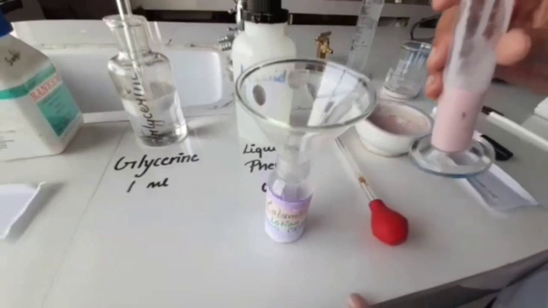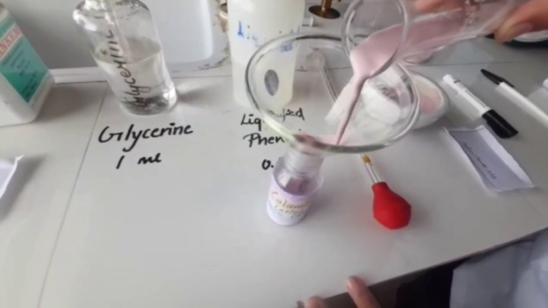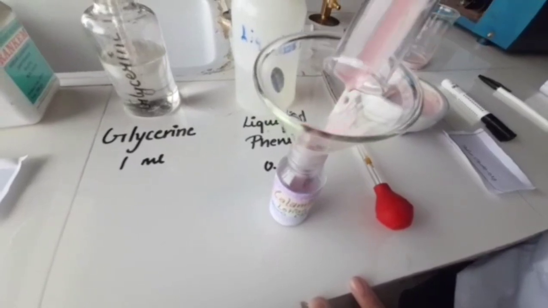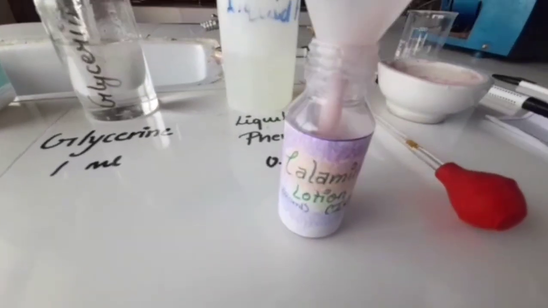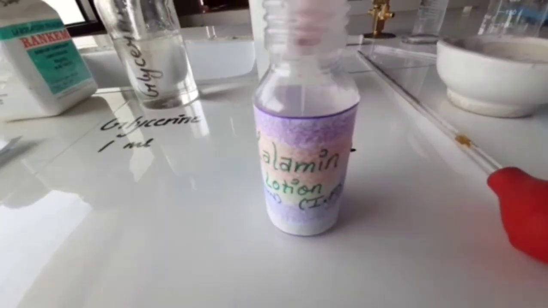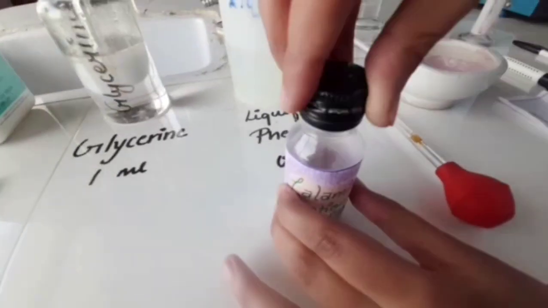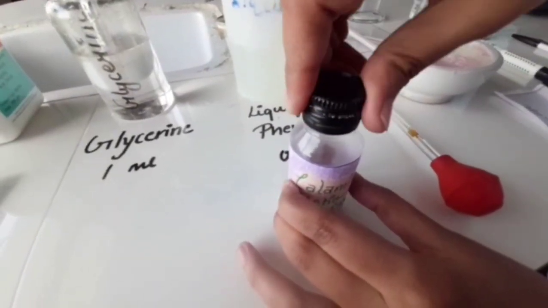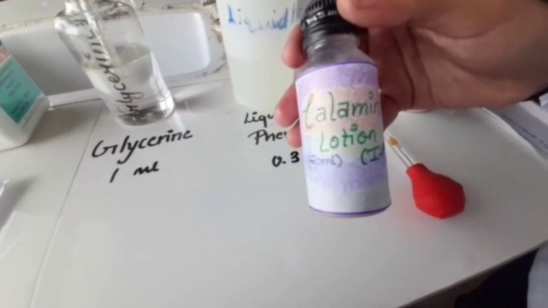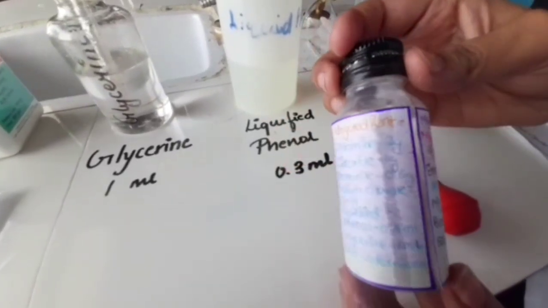Now we are going to transfer the calamine lotion into the bottle. We will cap the bottle and our calamine lotion is ready. Result, we prepared and dispensed the calamine lotion.